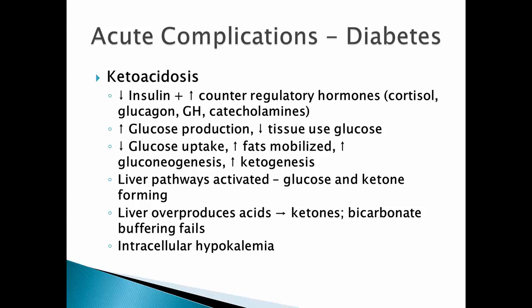With that decrease in glucose uptake, there are more fats being mobilized. There is more gluconeogenesis by the liver, and that also then leads to the genesis of ketones by the liver. When those liver pathways are activated, they are actually glucose and ketone forming. The liver overproduces the acids, especially the ketones, and the bicarbonate buffering begins to fail.